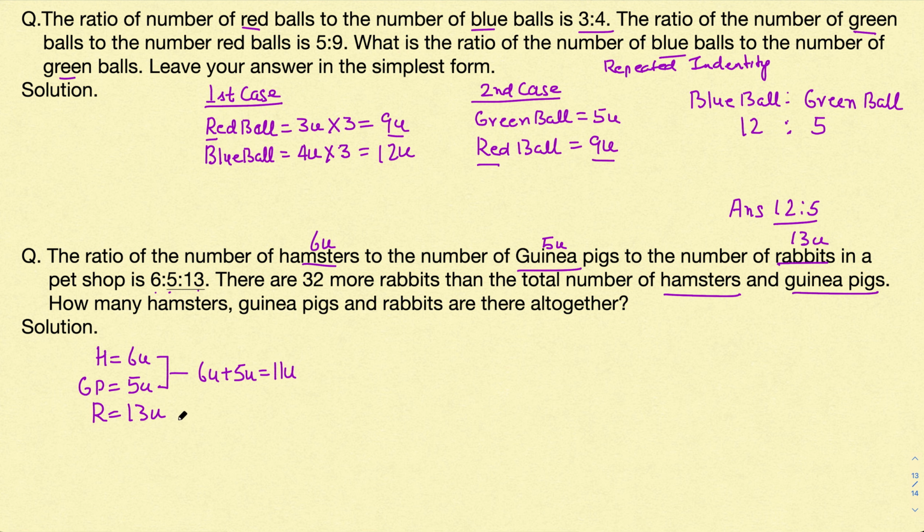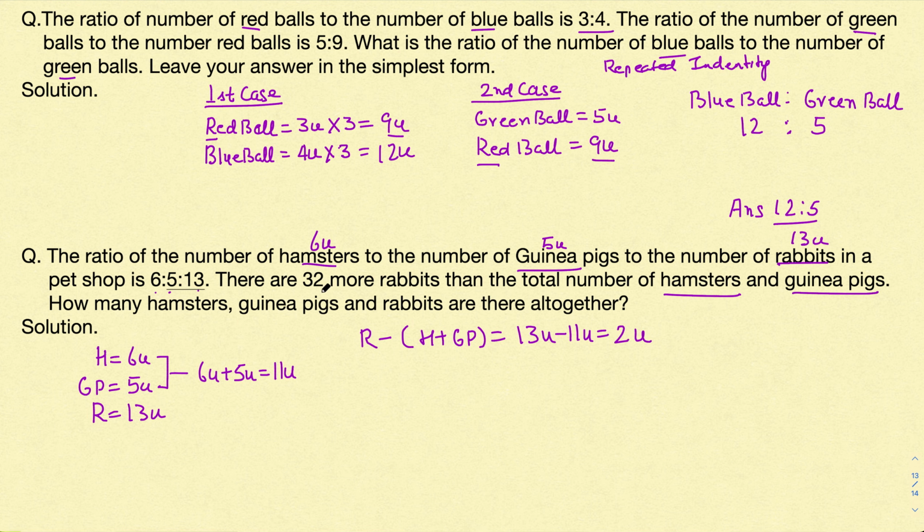The total number of hamsters and guinea pigs is 11, which is still less than the total number of rabbits. Rabbits are still more than the total number of hamsters and guinea pigs, by how many units? 13 units minus 11 units gives you 2 units. So rabbits are 2 units more than the total number of hamsters and guinea pigs. We can write it: the difference between the rabbits minus hamsters plus guinea pigs is 13 units minus 11 units, which gives you 2 units.